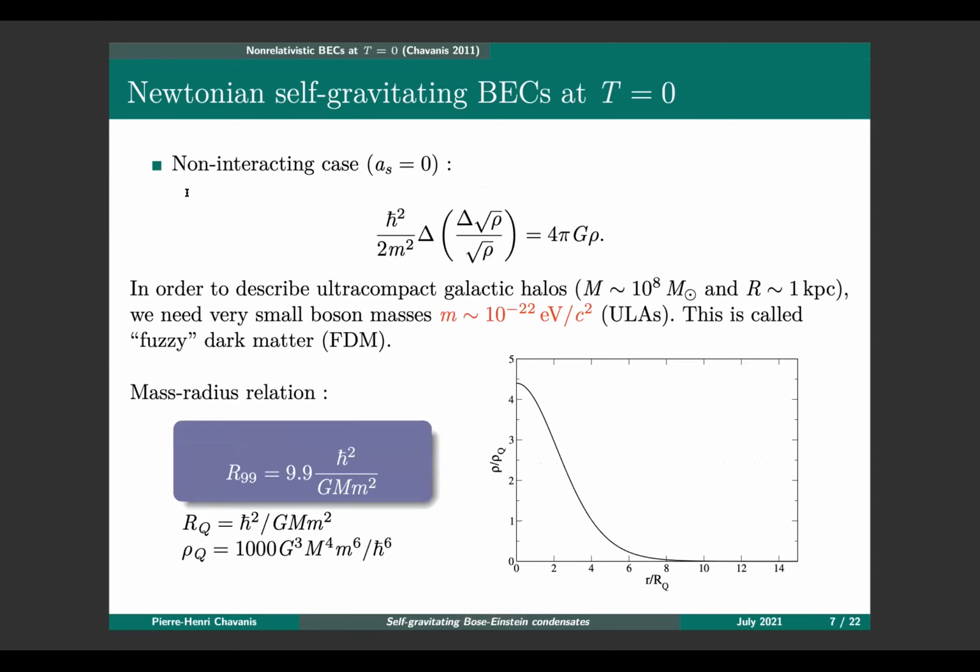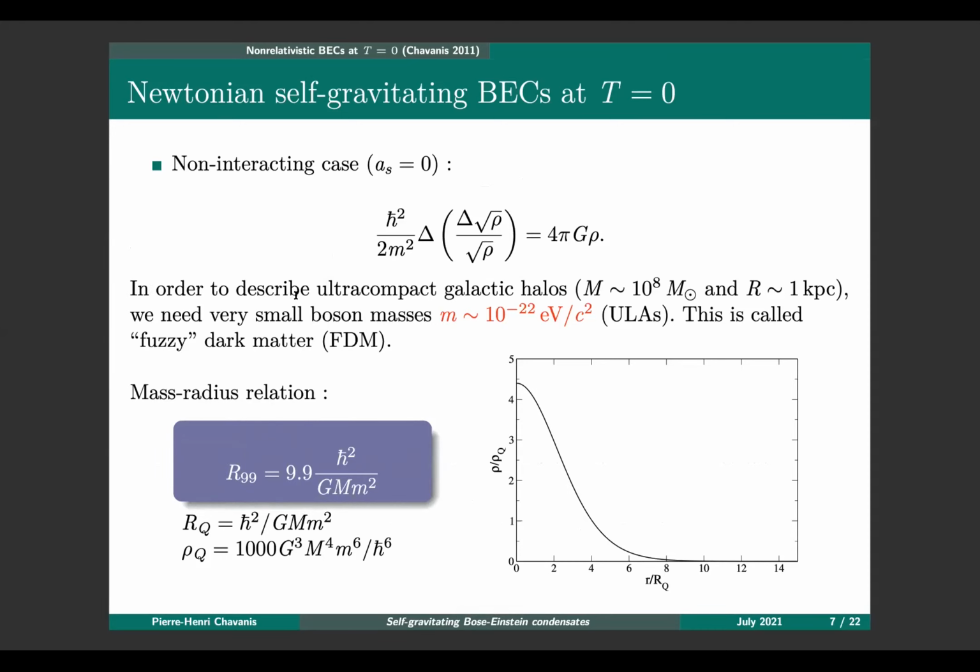So let us first consider the case of non-interacting bosons. In that case, the differential equation reduces to that form, which can be solved numerically. So we get the following profile, density as a function of the distance. We can also obtain the mass-radius relationship, which is given by this expression, showing that the radius decreases as the mass increases, and it scales like 1/M.